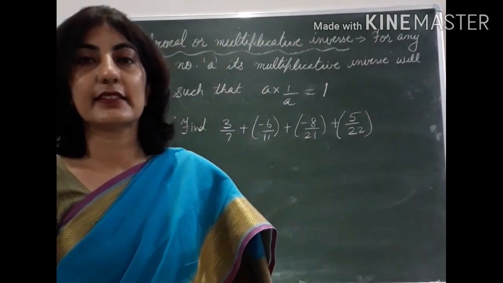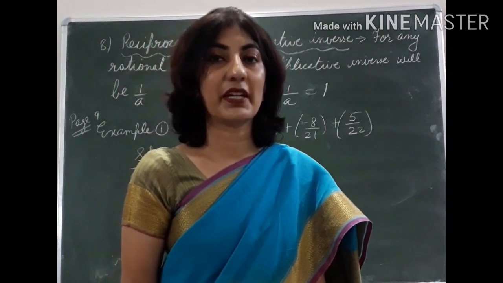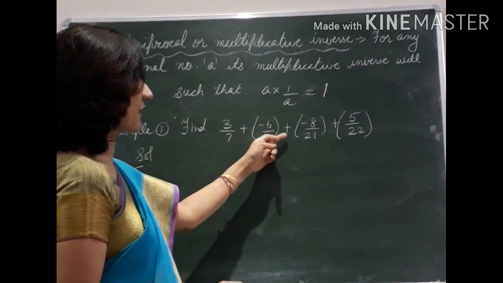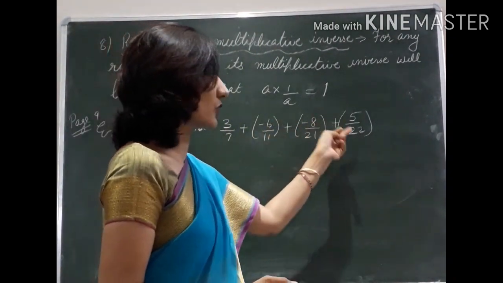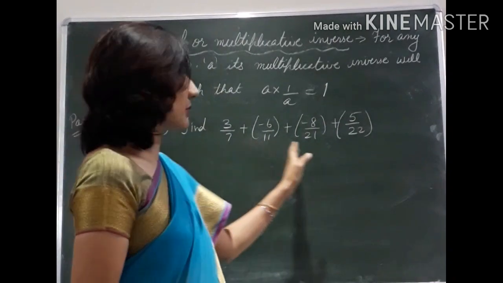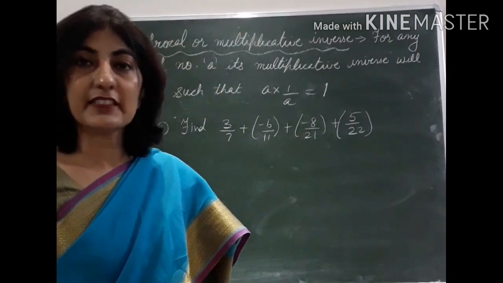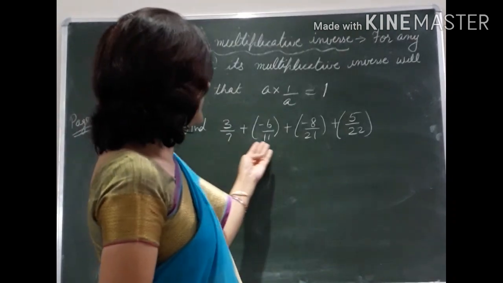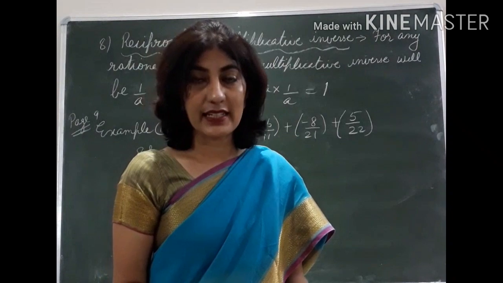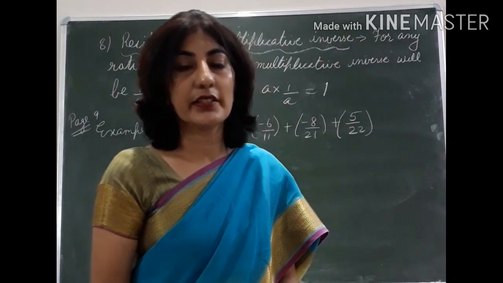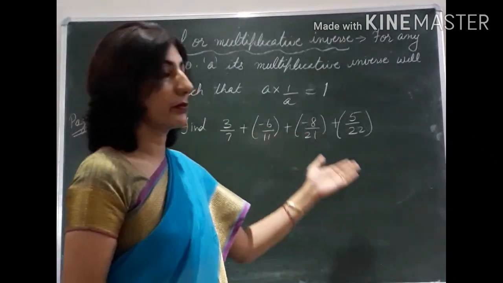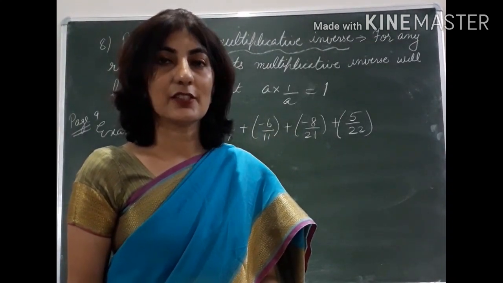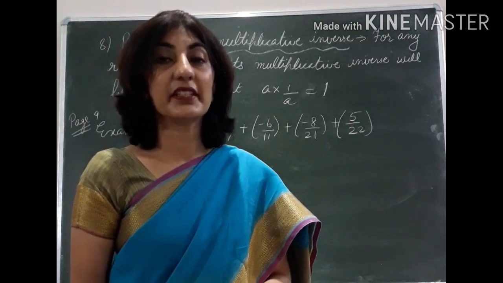First of all, let us discuss the example. Example 1 given on page number 9. Find 3 by 7 plus minus 6 by 11 plus minus 8 by 21 plus 5 by 22. 4 rational numbers are given and you have to add them. It is simple. You take the LCM. After taking the LCM, you change all these rational numbers to like rational numbers by equivalent rational numbers. You will write them and then you will add them. One method is this. Another method is using properties so that I can make my calculation a bit easier.